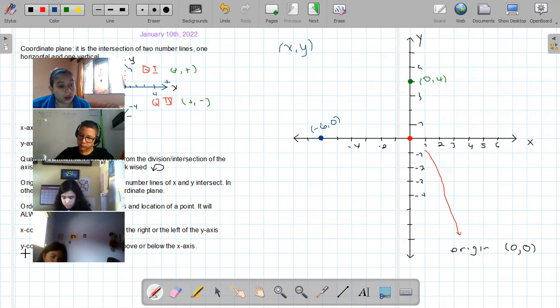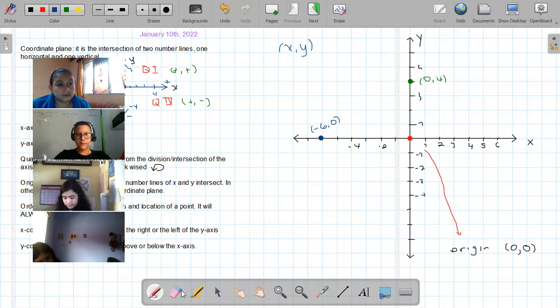That's why it says the y coordinate is above or below. Up from the x-axis or down from the x-axis. It didn't move up or down. It stayed on the x-axis. That's why it is negative 6, comma 0. And this is 0, comma 4, because it didn't go either left or right, but it did go up 4 units, okay? So that's it.